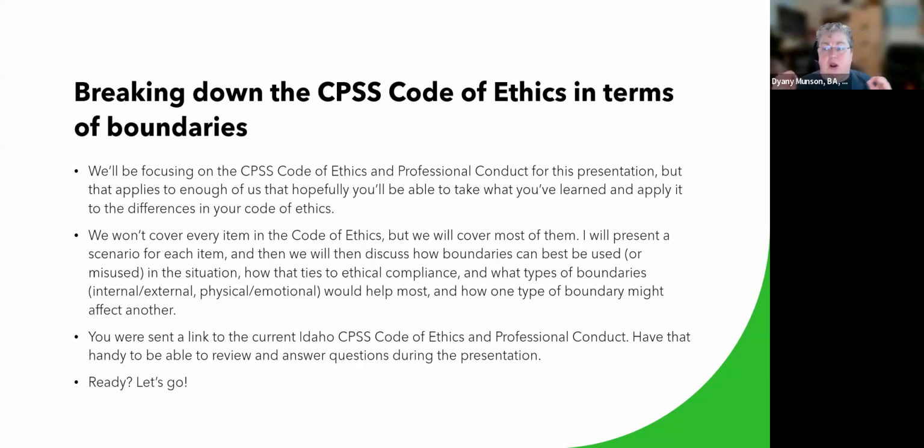We're not going to go over every single item, but I'm going to present a scenario for each thing that we do cover, and a lot of scenarios may cover more than one thing. And then we'll discuss how boundaries can best be used or misused in the situation, how that ties to the ethical compliance, and what types of boundaries, internal, external. I only see these as I present them, any typos that I do. But what levels of boundaries would help most, and how one type of boundary might affect another.